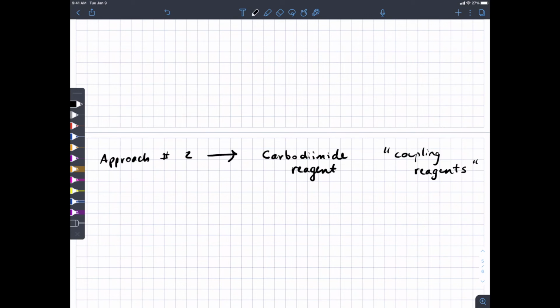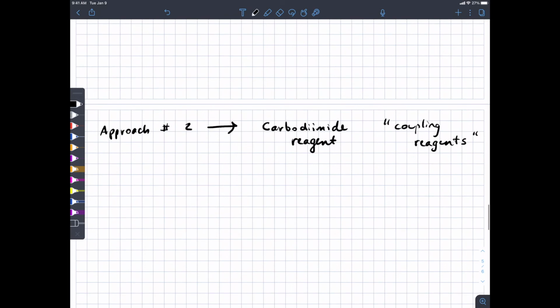Everything I'm going to show you here is just all about, remember, don't get lost in the details. It's all about converting the OH into something that doesn't have an acidic proton but is nevertheless a good leaving group. Okay? So what does this carbodiimide reagent look like?